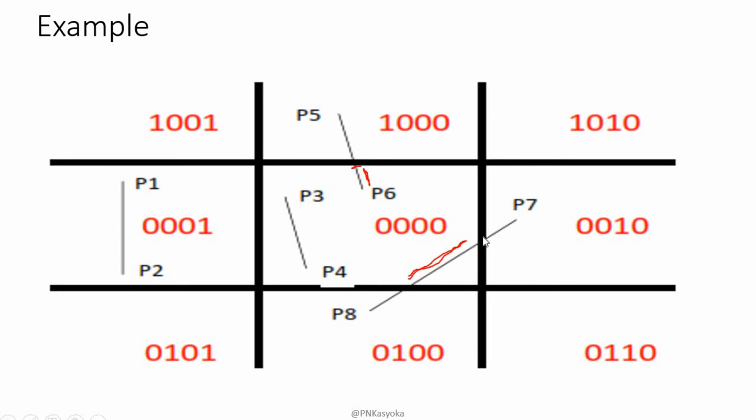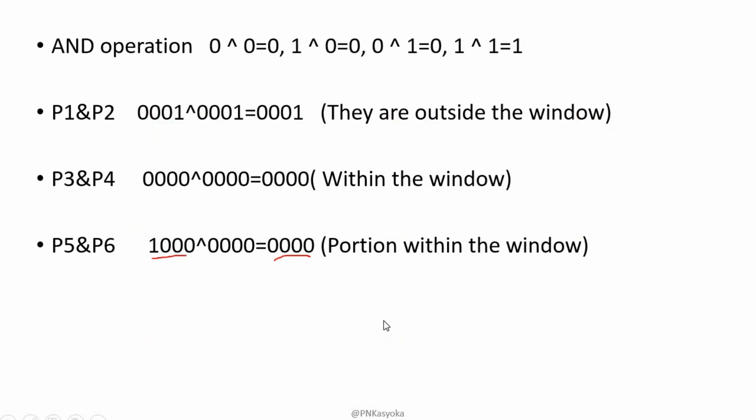Therefore, what we need to do is discard the segments that lie outside the window. They need to be discarded. Now, we can use the AND operation for us to be able to know whether a line actually lies outside or within the window, or partially within the window, as shown here. P1, P2, 0001 and 0001 will give us 0001, because 1 and 1 gives us a 1. That's the reason why we have a 1 here. So we're saying the line is outside the window.